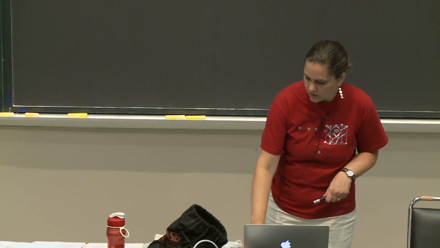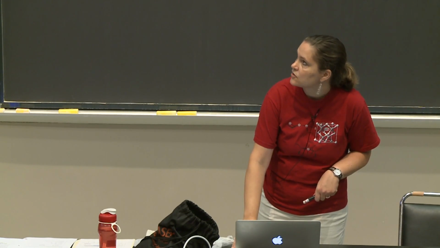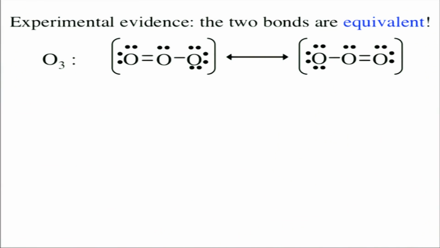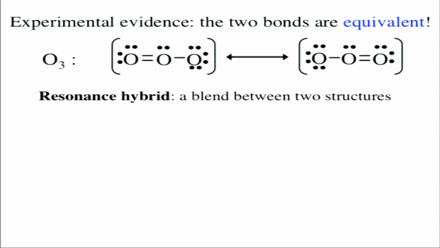So let's take a little bit more of a look at this. So this is just what I had before. The experimental evidence is that the bonds are equivalent. There isn't a double and a single. There's something in between, a 1.5. And this is called a resonance hybrid. And it's a blend of these two structures. So this structure is blended with that structure.